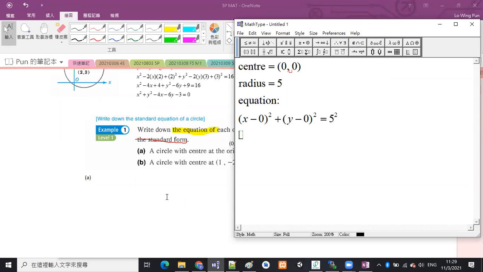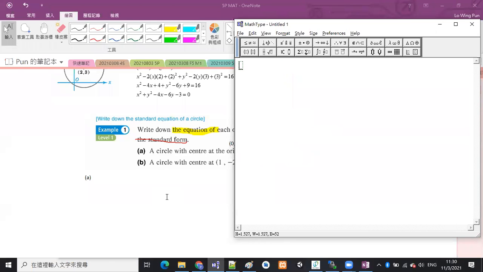X minus 0 is x, so it is just x squared, plus y minus 0 is y, and then squared is just y squared, equals 25. Normally I will move all the terms to the left: x squared plus y squared minus 25 is equal to 0. And that is the answer of part A.